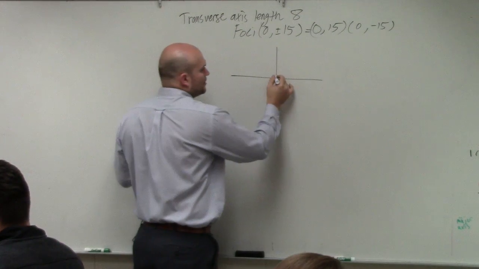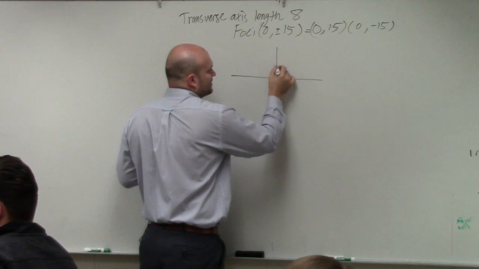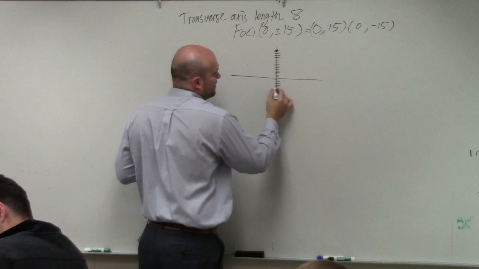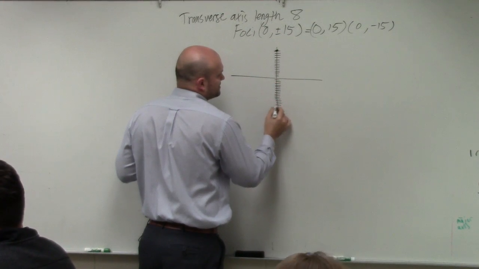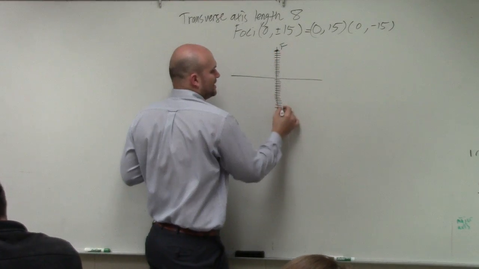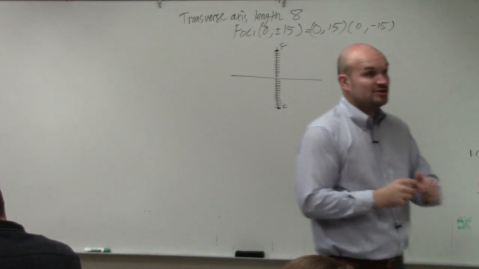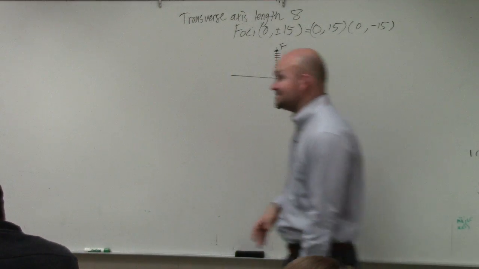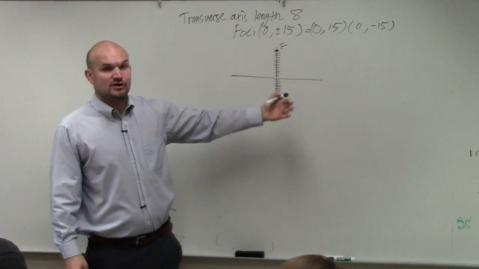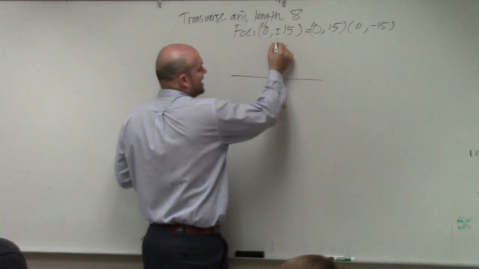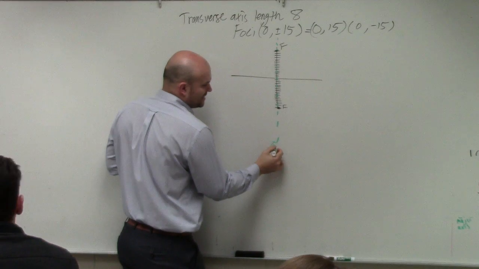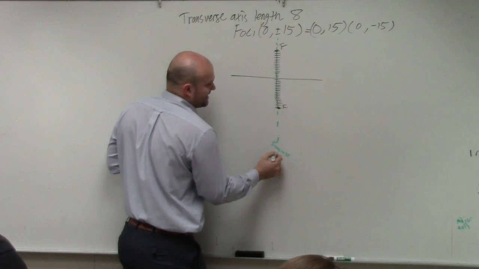All right, so 1, 2, 3, 4, 5, 6, 7, 8, 9, 10, 11, 12, 13, 14, 15. And again 1 through 15 going down. Does everybody follow me with my 2 foci? Now, just by plotting that information, I have identified my transverse axis, because I know that the foci, the center, and the vertices all lie on my transverse axis. Correct? So that is my transverse axis.